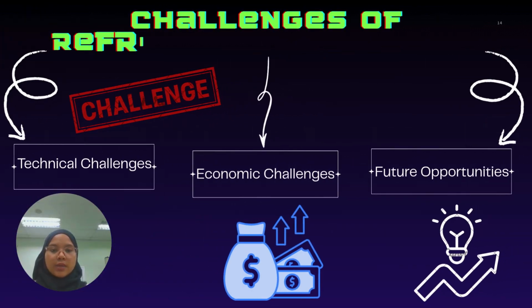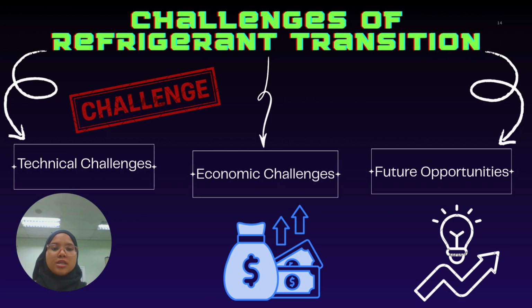So this slide breaks down the challenges we are currently facing. The biggest technical challenge is that a lot of these eco-friendly refrigerants, especially propane, are flammable. Because of that, we can't just pour them into our old AC units. We have to redesign the equipment, add strict safety measures, and train our technicians so everyone stays safe.